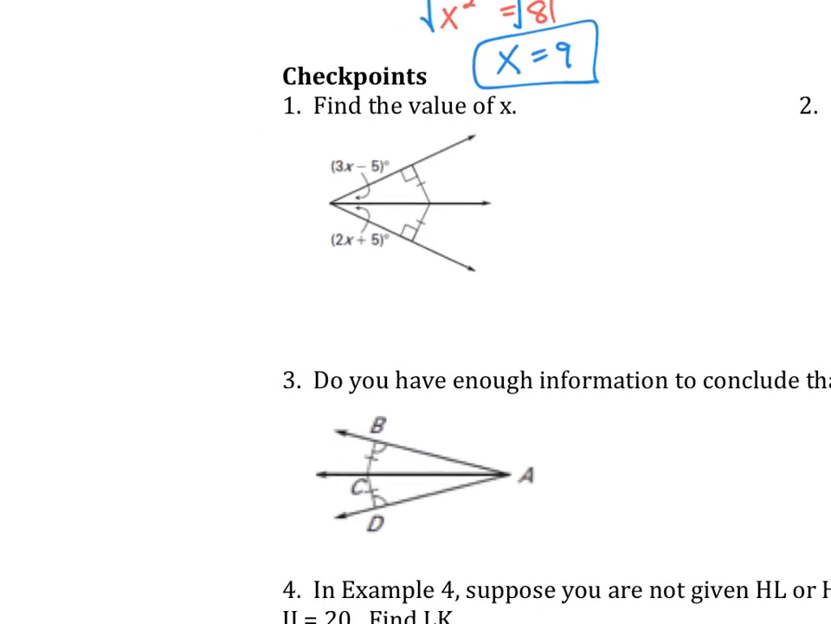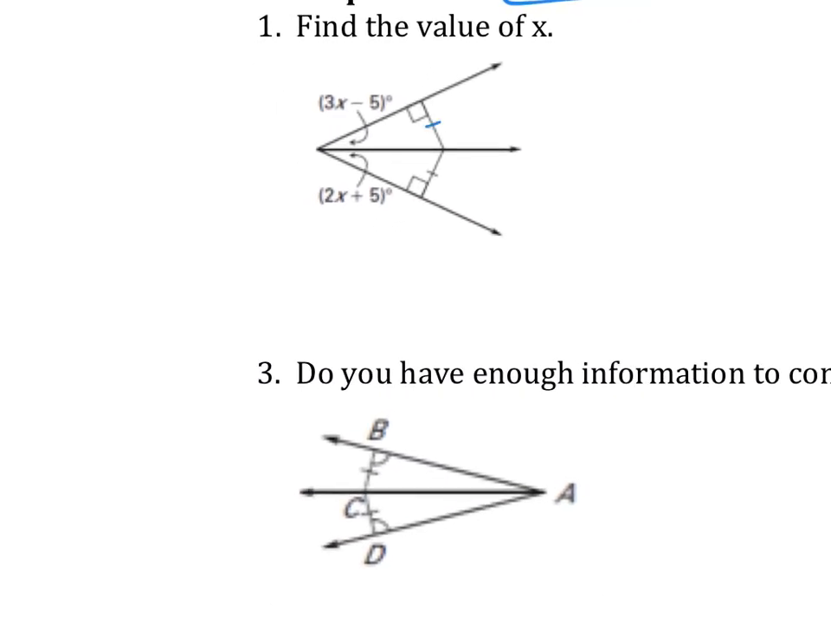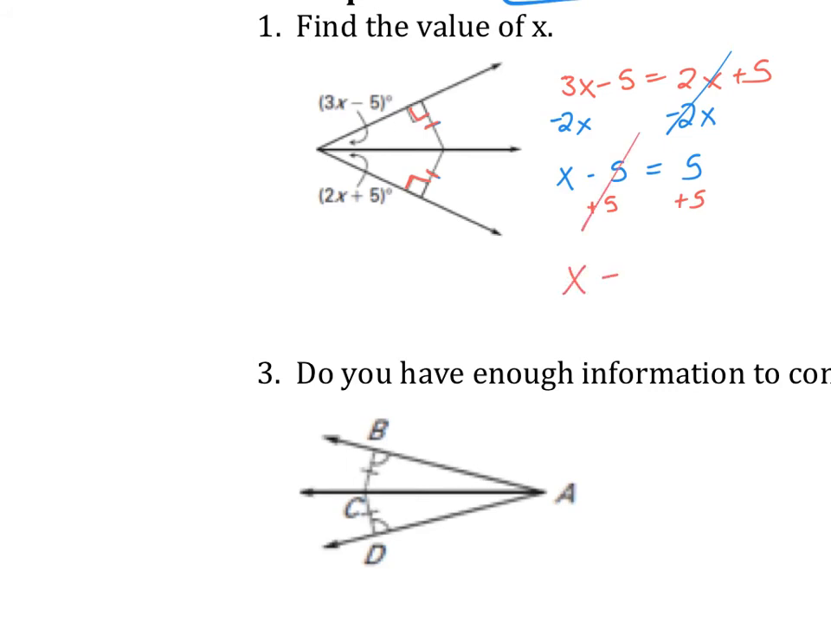Okay, let me have a couple checkpoints. Checkpoint 1, find the value of x. So we can see that these two segments are congruent. If those two segments are congruent, and they're perpendicular to the sides of the angle, that means this is an angle bisector. So that means that 3x minus 5 has to equal 2x plus 5, because the angle bisector cuts the angle in 2 equal parts. So we would get all of the x's over to the same side by subtracting 2x. So x minus 5 equals 5. And then to cancel out the minus 5 on the left, we would add 5. So x would equal 10.